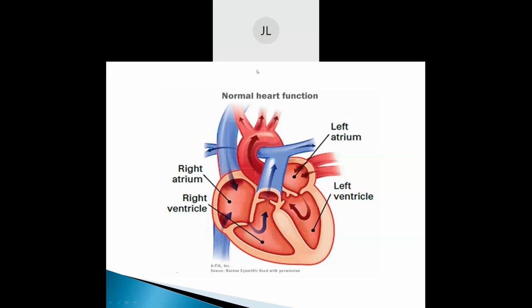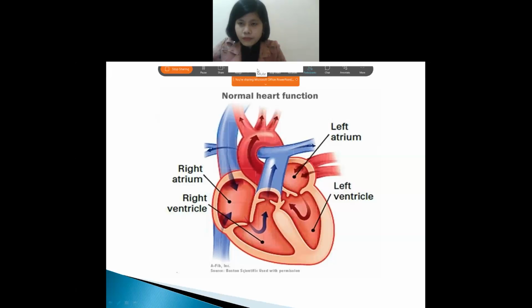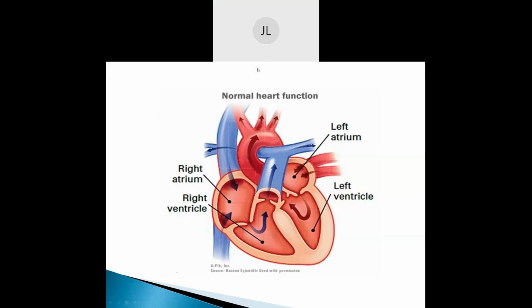Pulmonary veins from the lungs. It's not pulmonary, it's pulmonary. Pulmonary veins from the lungs. And the pulmonary veins receive the blood from the lungs and go to the left atrium through the valves.